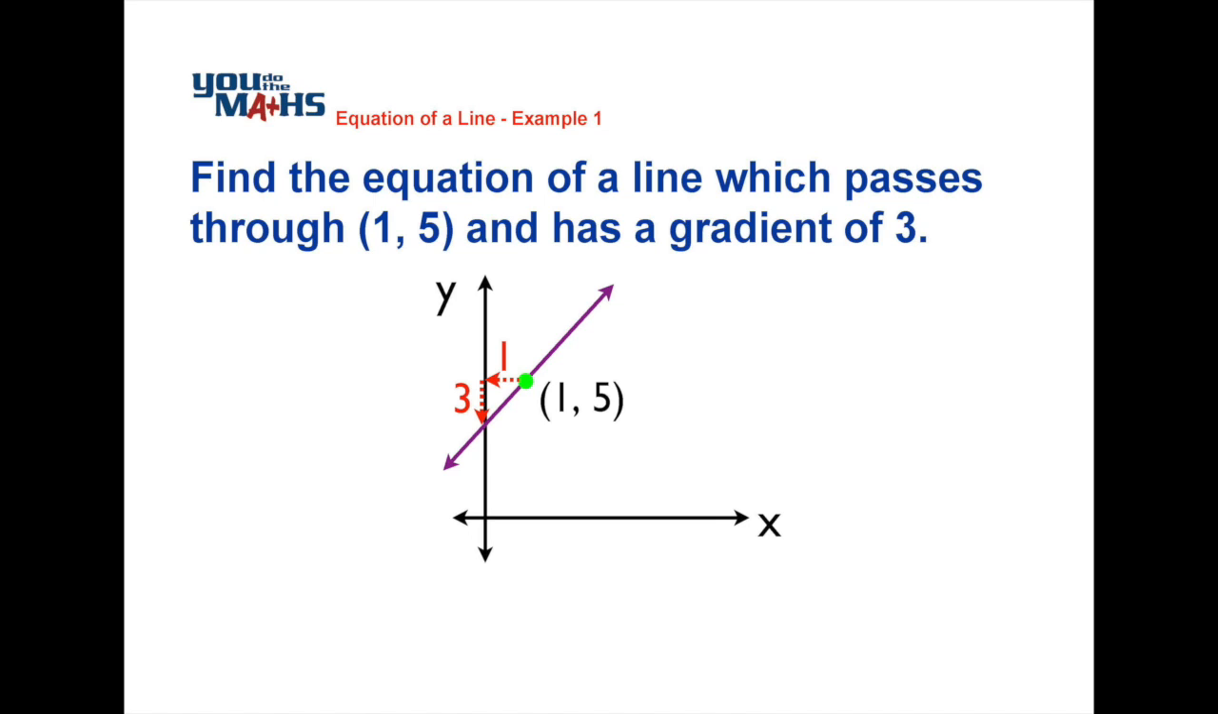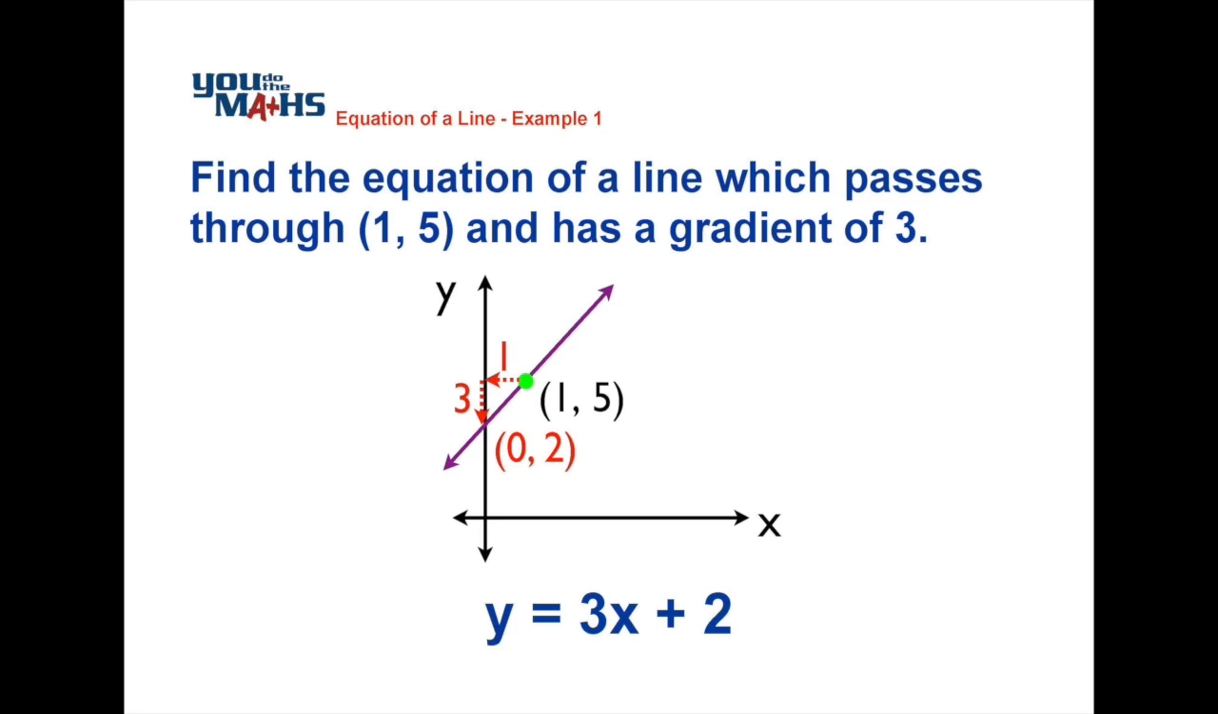Now we know the gradient's 3. That means that if we go left 1 unit horizontally, the graph will go down 3 units because that's what a gradient of 3 actually means. So doing that, if our initial point is the point (1, 5), the line cuts the y-axis at (0, 2). We've gone down 3 units from 5. So our y-intercept is 2. We've got a gradient of 3, and that means our equation of the line is y = 3x + 2.